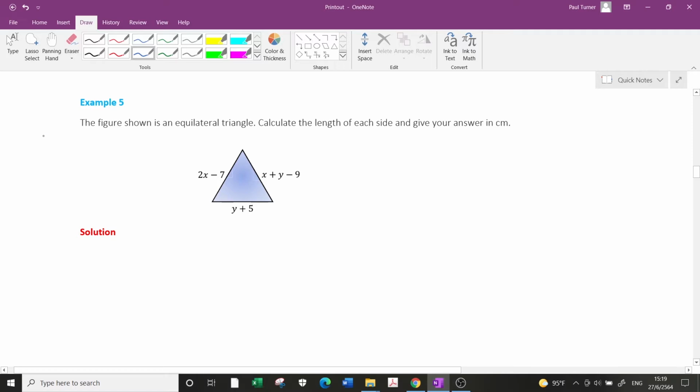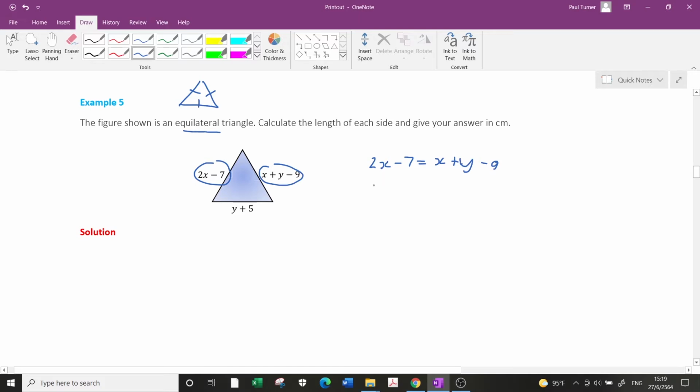Example 5, we have a geometry problem. What it states is that we have an equilateral triangle, and if you forgot, equilateral triangles have the same length sides. So these are all the same length. We want to calculate the length of each side and give your answer in centimeters. So what we should do is form two equations. So what we could do, we could say that this side is equal to this side, which they are because they're equilateral. So we'll have 2x minus 7 equals x plus y minus 9.